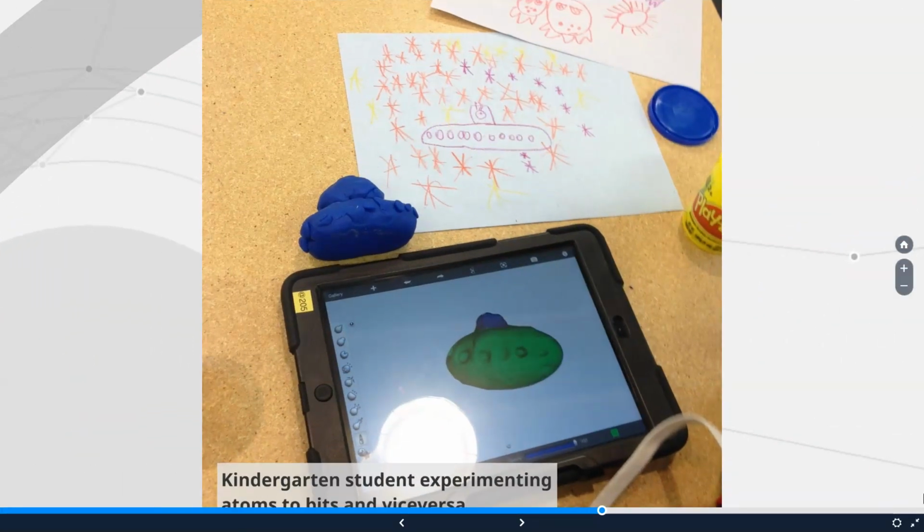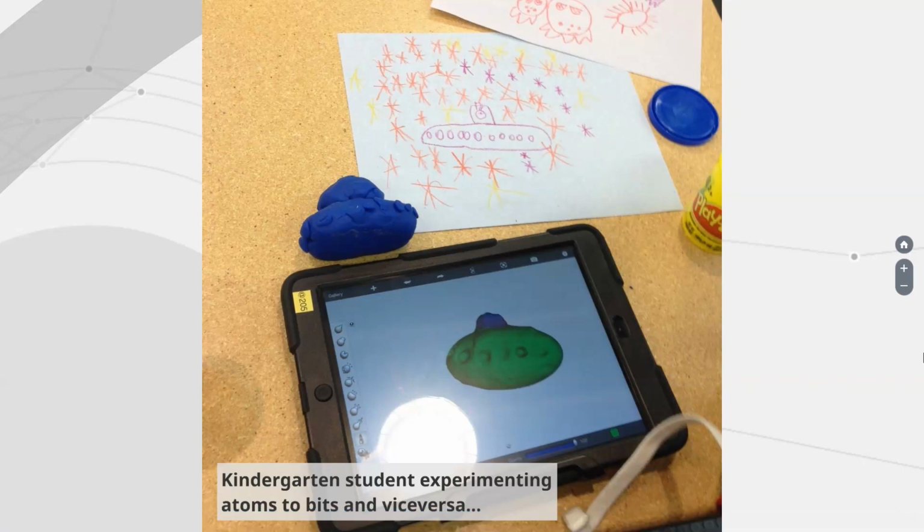This is, for example, an experiment that I did in kindergarten where I tried to have kids playing with drawings, then going to 3D using Play-Doh. And then we go over to the lab, to the tablet, and we model virtually. So here you can see the process from 2D on paper with creations to Play-Doh to the physical to the digital version and vice versa.